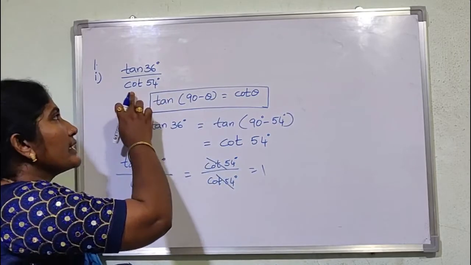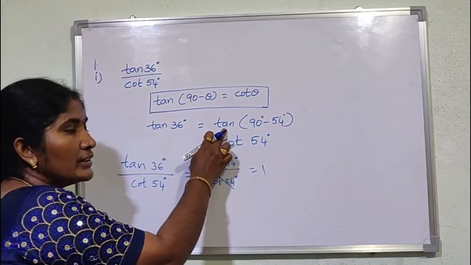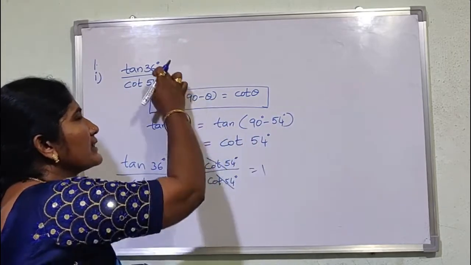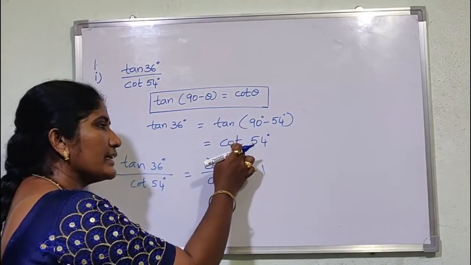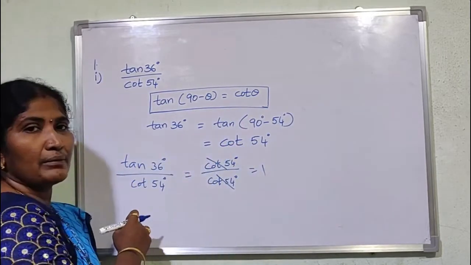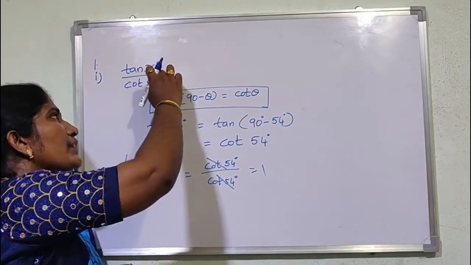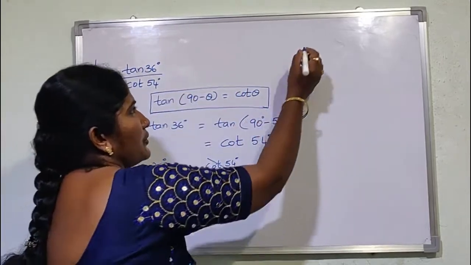If you want to change cot 54 into tan, then you can write cot 90 minus theta is equal to tan theta. Cot 54 is equal to cot 90 minus 36. Cot 90 minus theta is tan theta. Tan 36 will come. Clear? Any one ratio change.